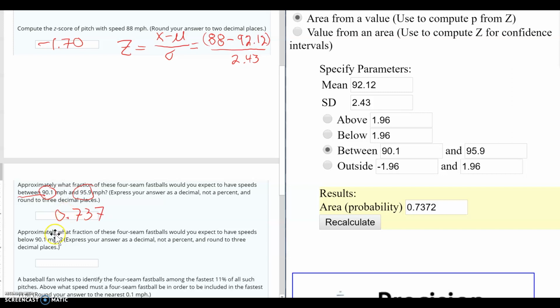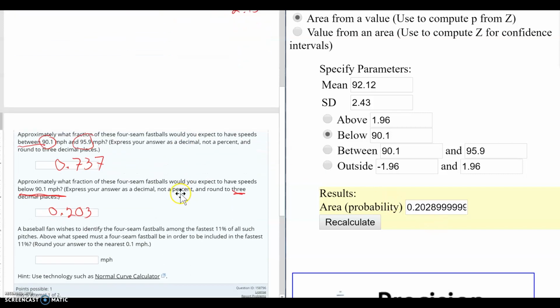Okay, next one. The next question asks, what fraction of the pitches would you expect to have speeds below? Okay, see the word below there? So I have to change this to below and put my 90.1 in here. And let's do calculate. And I get 0.203. Again, rounding to 3 decimal places. So 0.203. All right, almost done with this question.